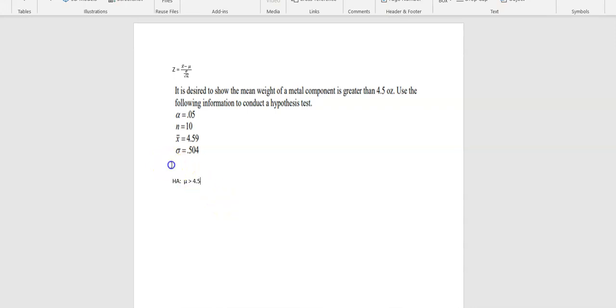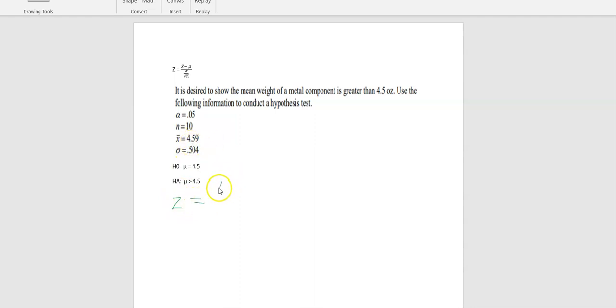All right, now from that, the null is easy to get. Remember, the null is going to be the same thing except an equal sign here, mean equal to 4.5. So that's our first step. We've got our alternate, we've got our null hypothesis. Second step, let's do our test statistic. Here's the test statistic up here. Let's go ahead and fill in, and I'll use my draw feature there for that.